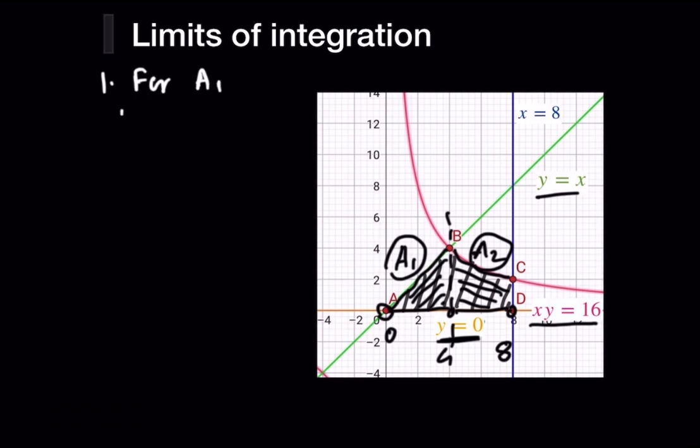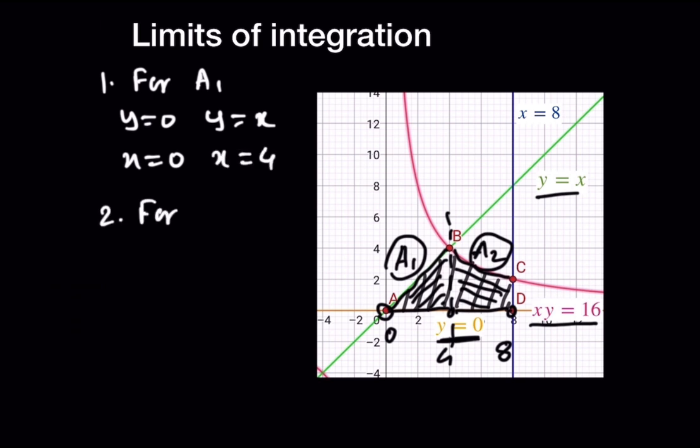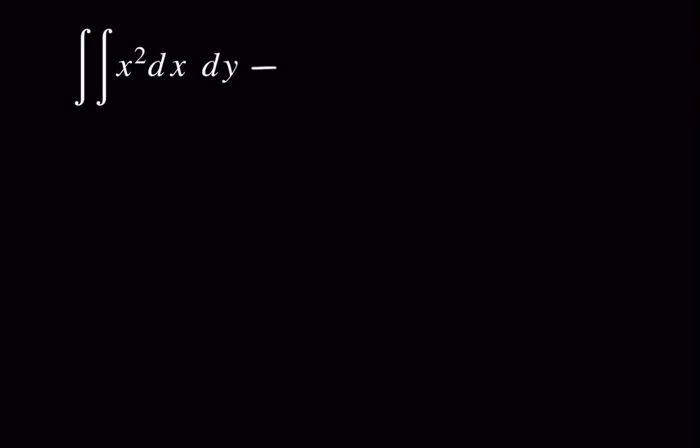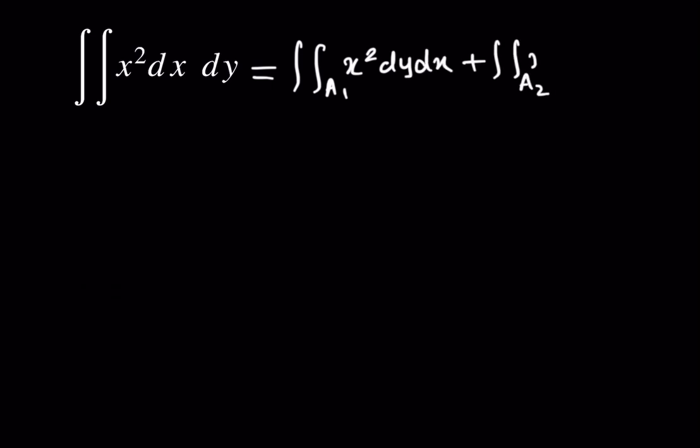Thus, limits for A1 are y equals 0, y equals x, x equals 0, x equals 4. And for A2, limits are y equals 0, y equals 16 by x, x equals 4, x equals 8. Now let's solve the integral using the above limits for 2 separate parts. I will integrate with respect to y first, then with respect to x. You can do it the other way also, but limits will be changed.